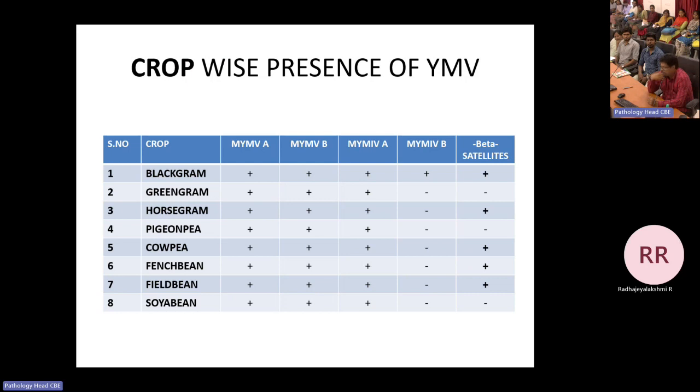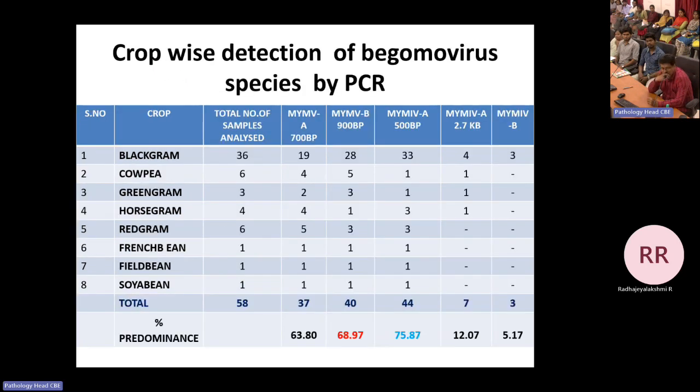So you can get both the species of Begomoviruses, and we can detect some satellites also, in the samples we tested. So both the species are there. Of course, the sample size is very small, but still it gives very good information that both the species are infecting pulses in Andhra Pradesh.